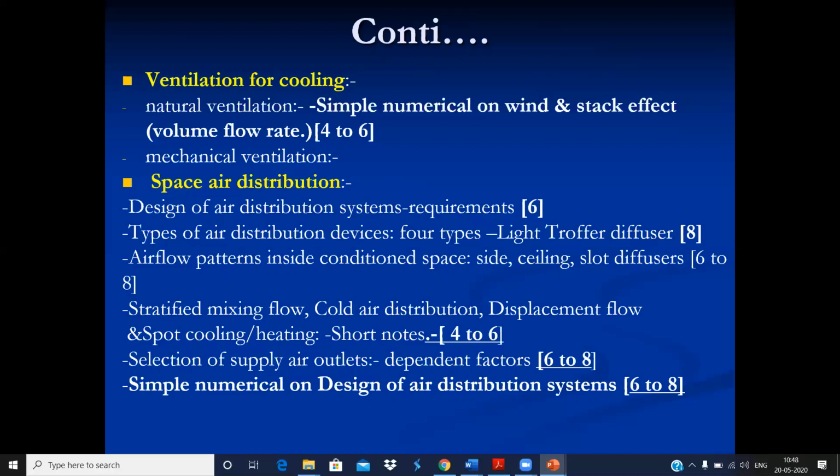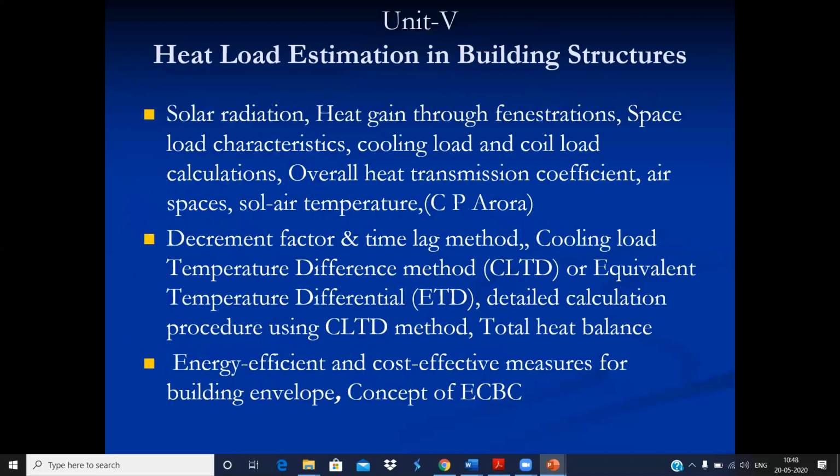Then space air distribution, where we cover the design of air distribution systems. Air distribution is an integral part of an air conditioning system: how the conditioned air is distributed uniformly across the room, and what types of distribution devices are used. There are 4 to 5 devices used, and their distribution patterns we are going to discuss. There are also simple numericals available. So as far as unit 4 is concerned, it's a theoretical unit, but still there are simple numericals of 4 to 6 marks on space air distribution and ventilation for cooling. So this is what unit 4 is all about.